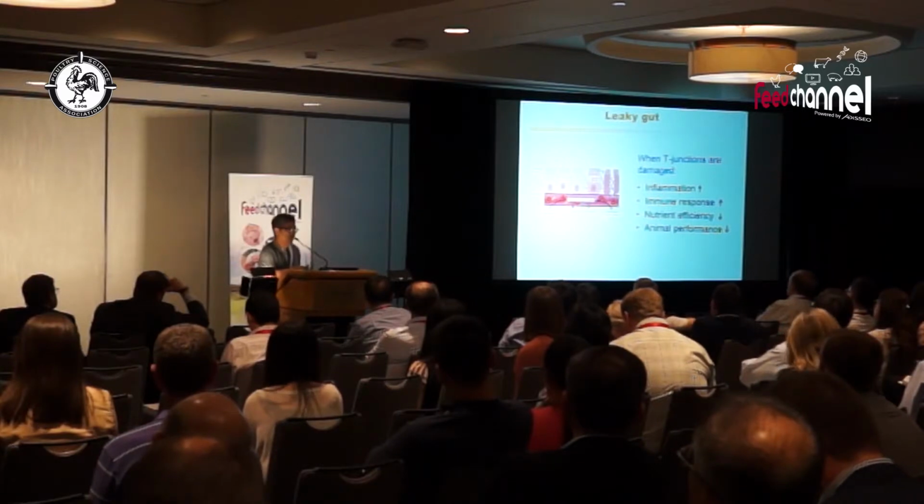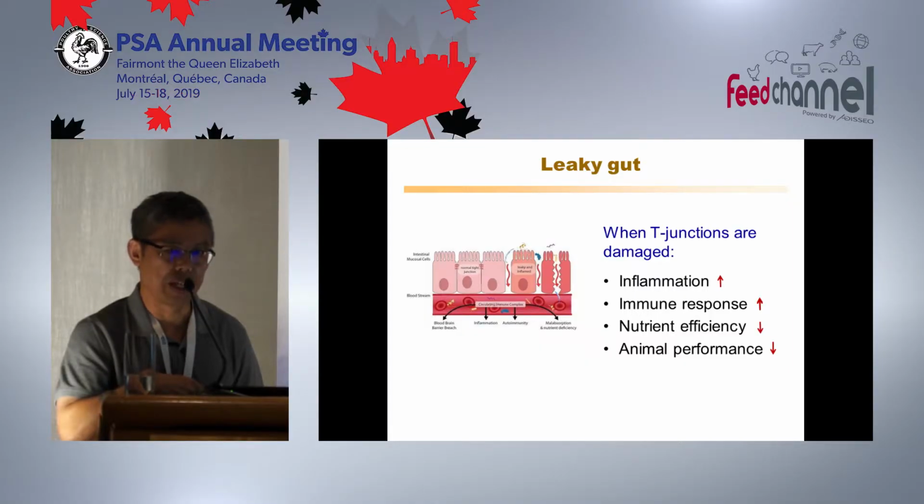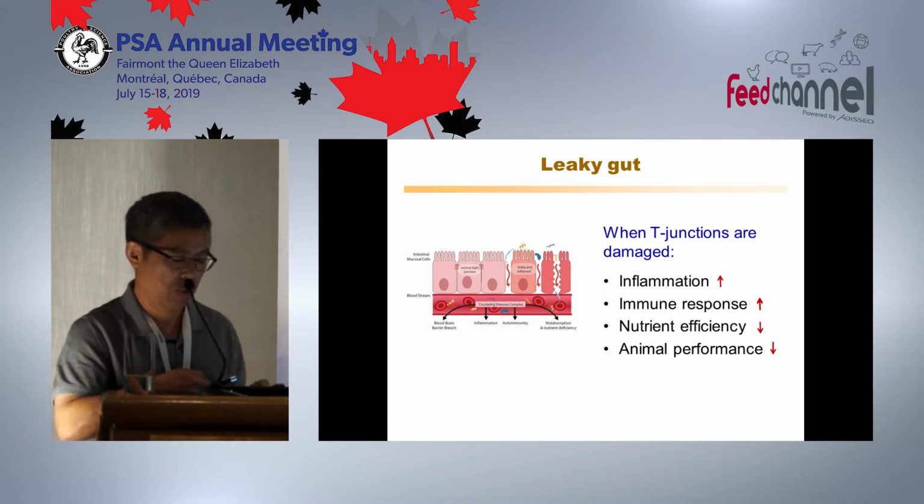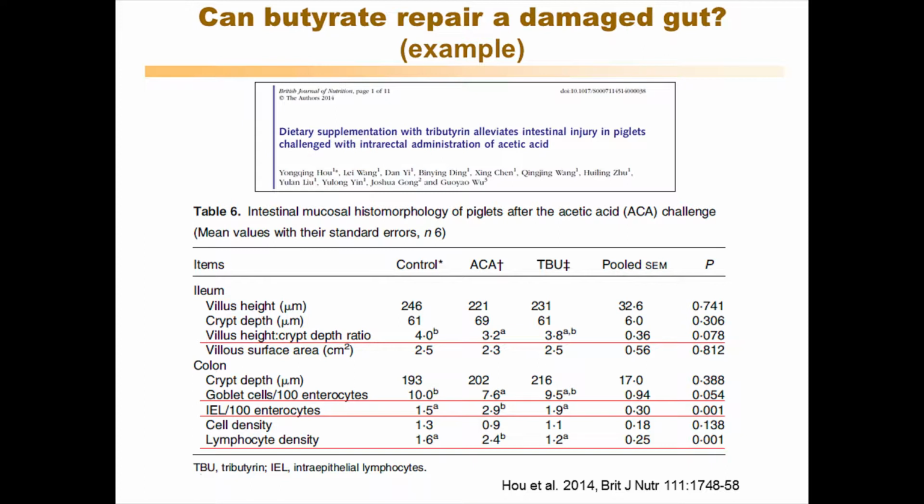So when we have a leaking gut, in general, the inflammation will increase, the immune response will increase, and the nutrition efficiency will decrease. As a result, this will adversely affect animal performance. So the question is, how can we prevent the gut leaking? Is it possible to repair the gut damage?